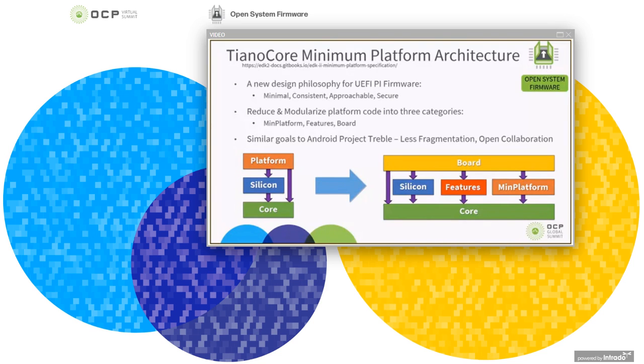So the goal is really kind of like the Android Project Treble, if anybody's familiar with that. It's intended to reduce fragmentation by providing common open implementations of similar feature sets across vendors. So less fragmentation, open collaboration.